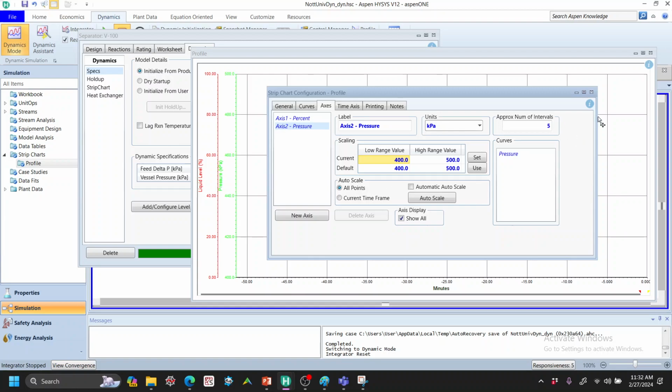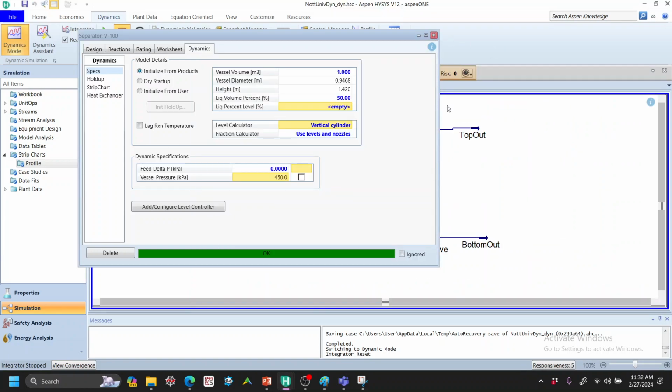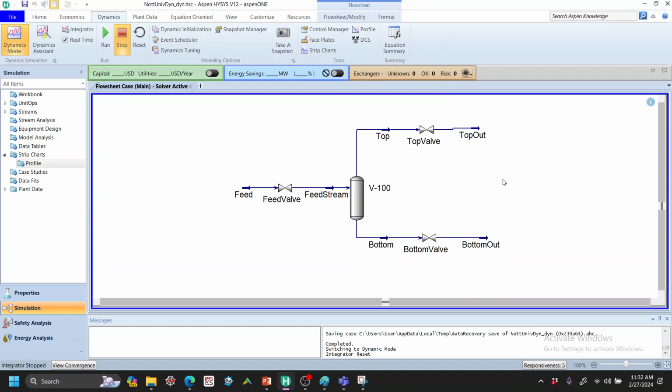Okay, can I repeat again? One second. So I need to save. You save your case, Control S. We go to strip chart. You go to strip chart because I want to see before I run it. You go to strip chart.